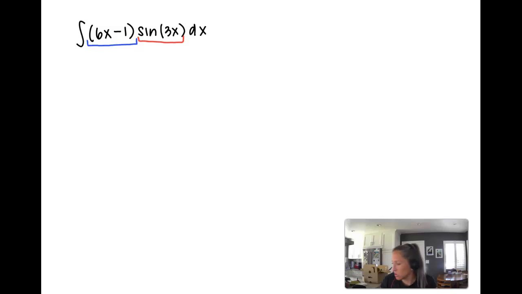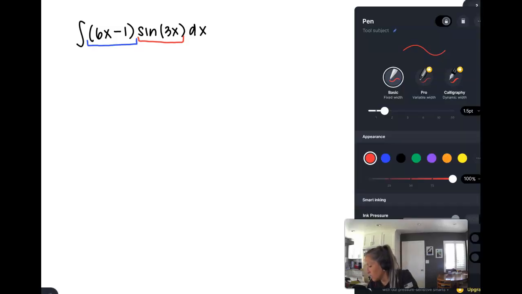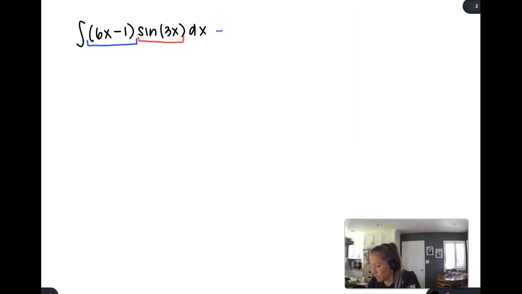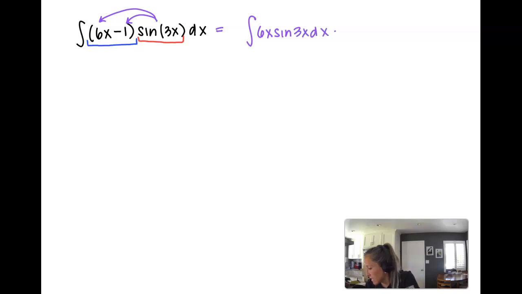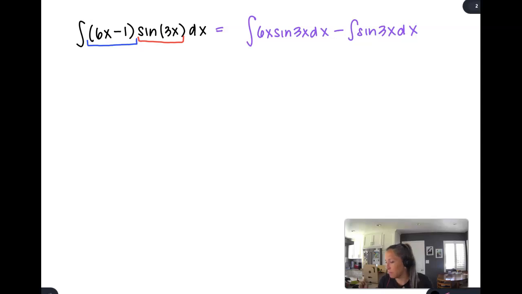I could split this into two separate integrals if I wanted to. There's no reason to. No one went down this path, but I could distribute the sine of 3x to both terms that we have in that first factor. So I could have a 6x sine of 3x and a sine of 3x. That's possible. It doesn't buy you a whole lot because you still have to do your integration by parts. So I'm not going to go down that path, but it is another possible way you could tackle this problem.